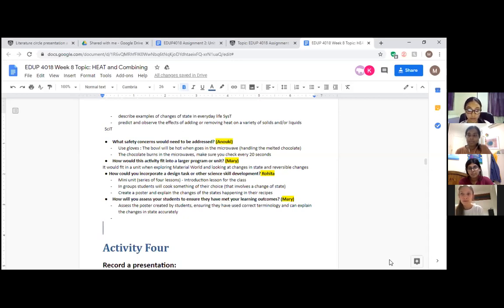We can assess our students through the poster that they have created, as previously mentioned, and it's important to make sure that they use the correct terminology and that they accurately explain the changes in state and understand how those two link.